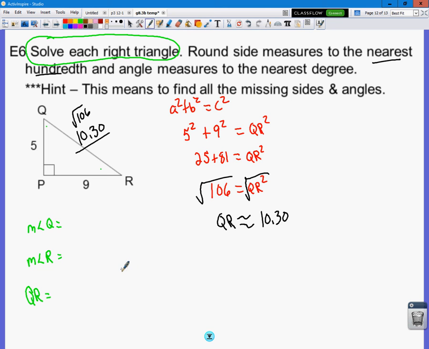Now, the missing angles. You have to pick which one you want to find first. Does not matter. So, Bennett, which one do you want to find, Q or R? Q. Okay. If I'm going to start at Q, I'm going to label my parts. What is the 9? Opposite. What's the 5? Adjacent. And this is the hypotenuse.